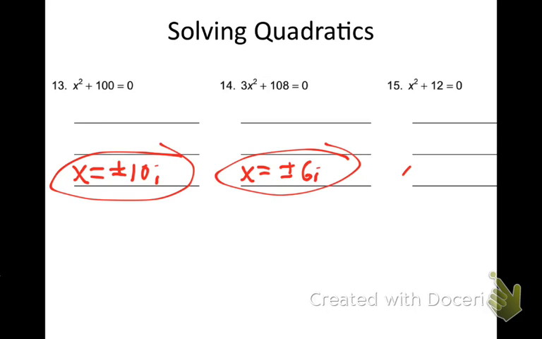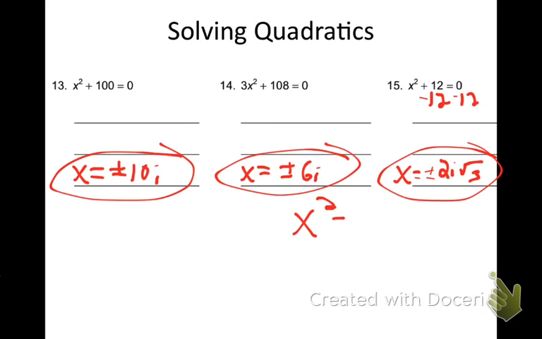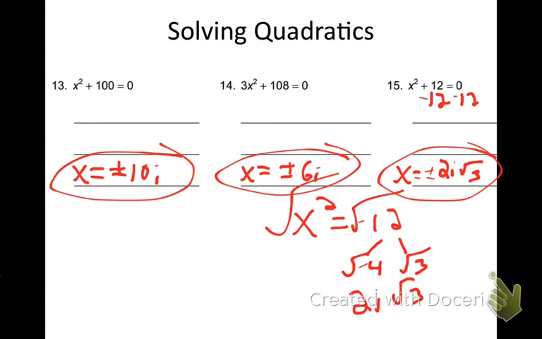We got x equals plus or minus 3 square root of 2. Backwards, isn't it? 2 root 3. But you forgot something. It's actually 2i. For 15, what would you want to do? You'd want to subtract 12 first. Giving me x squared equals negative 12. And then I would take the square root, sir. So now, the square root of negative 12 breaks down as the square root of negative 4 and the square root of 3. The square root of negative 4 is 2i, so the answer is 2i square root of 3. Does that make sense, sir?